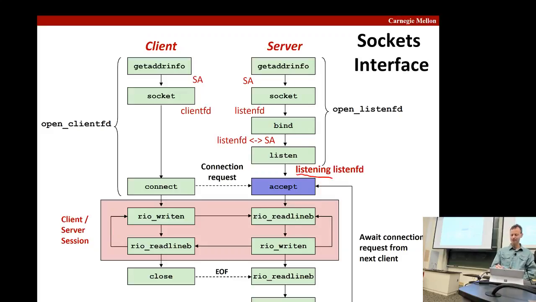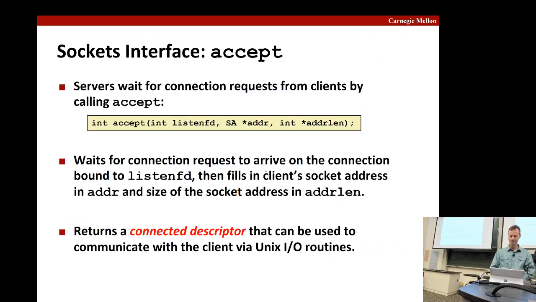The next thing that needs to happen is that the server does this accept. You give it the listen file descriptor, again the socket address and the address length. What that tells it is that the server is now in a position to wait for connection requests from the clients. The server says, okay, I'm all set up to now accept requests, and then basically nothing happens. It sits there passively listening until it actually gets a request.